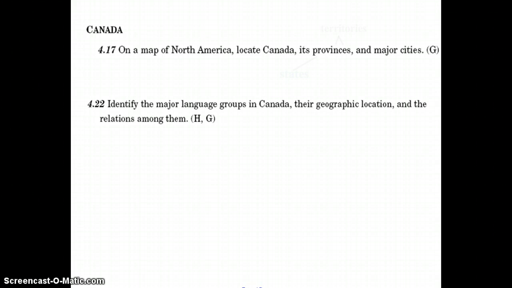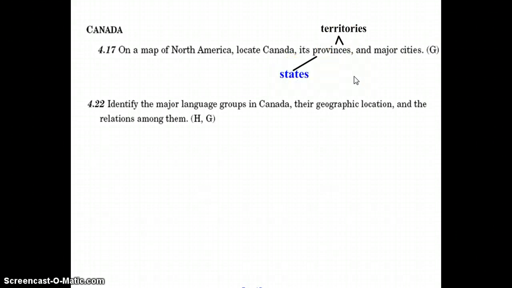So here are the standards. These are actually 4th grade standards that you may not have been able to cover last year. I always help out the teachers by doing that for them. On a map of North America, locate Canada, its provinces, and I would tell you, and territories. Okay, they're called both. And its major cities. That's a geography standard.